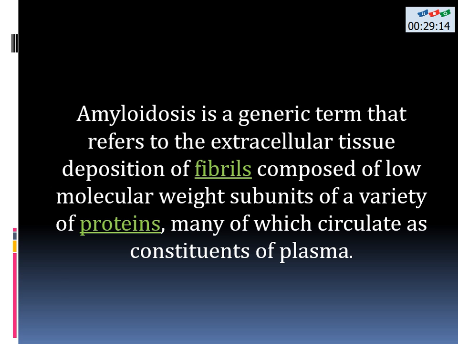By definition, amyloidosis is a generic name that refers to the extracellular tissue deposition of fibrils. And I underline the word fibrils. I want you to concentrate on the word fibrils. It's very, very important. These fibrils are composed of low molecular weight subunits of a variety of proteins, many of which circulate as constituents of plasma. So we have two very important keywords here in the word amyloidosis: fibrils, and they are formed of proteins.